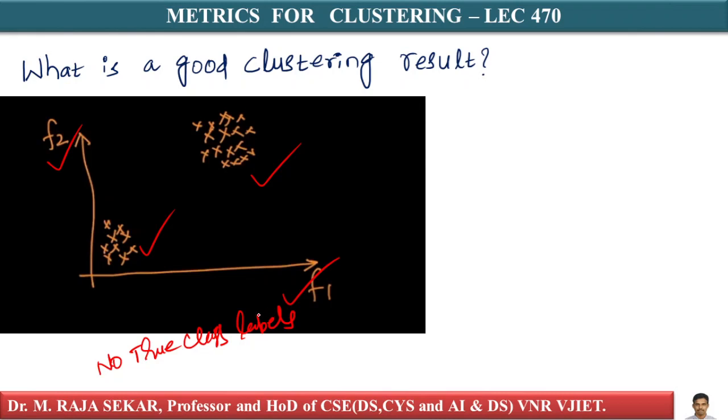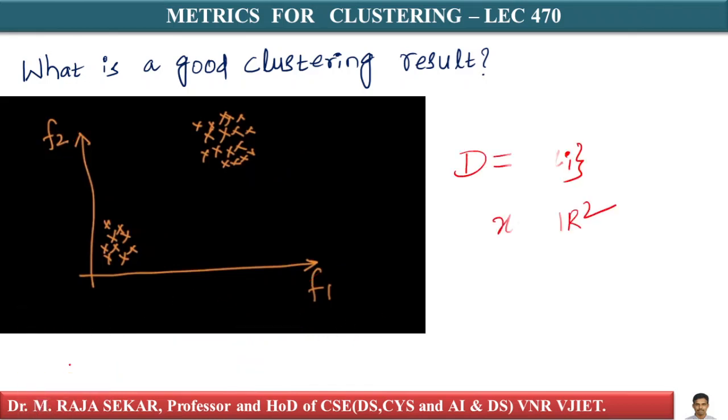All points are the same color, because you don't have yi's. What is my data set? My data set is D equal to xi. There are no yi's, where xi belongs to R2 with feature 1 and feature 2. This is your scatter plot of your data.